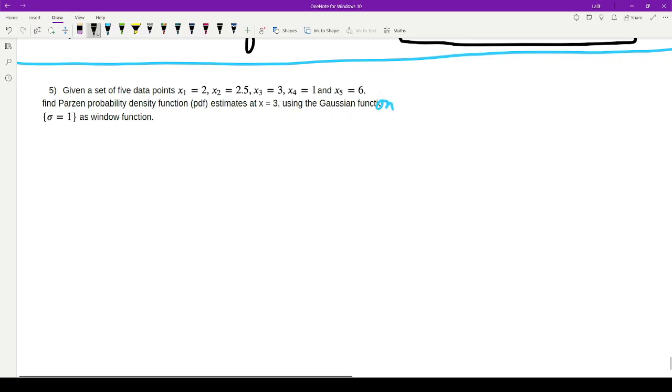So you are given a Gaussian function with sigma this as window function. Okay, so given a set of 5 data points, 2, 2.5, 3, 1, and 6. Find the Parzen probability density function estimate at x equals 3 using the Gaussian function. So you need to find the PDF using the Parzen window method. Okay, so how do you do it?